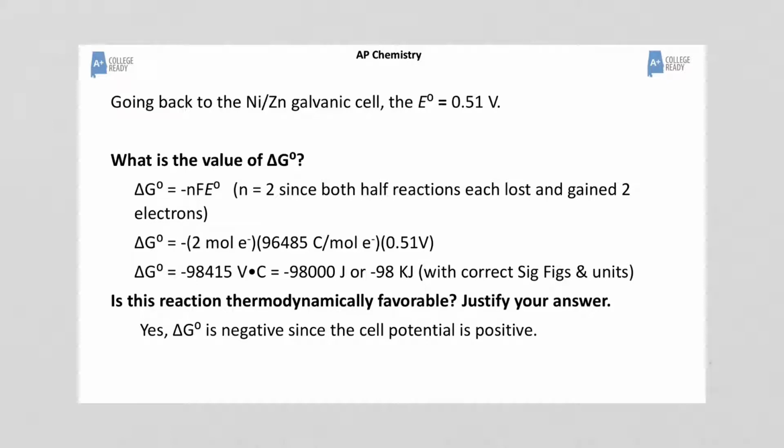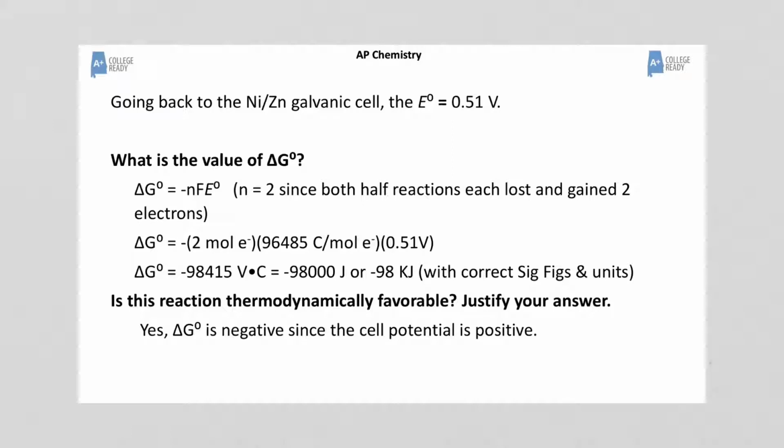So in both of those half reactions, we had a loss of 2 electrons and a gain of 2, so n is 2. Faraday's constant is from the formula sheet, and then we would plug in the cell potential we had added together to achieve. So you can see we've multiplied those 3 terms together. Moles of electrons cancel out, and we're left with volt times coulombs. And what is that equal to? That's a joule, which makes sense. That's an energy unit. And typically delta G is measured in kilojoules.